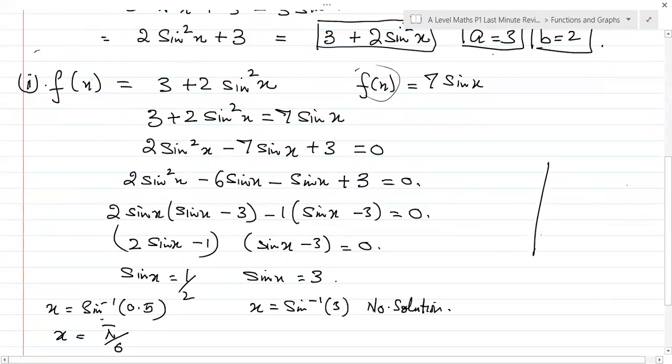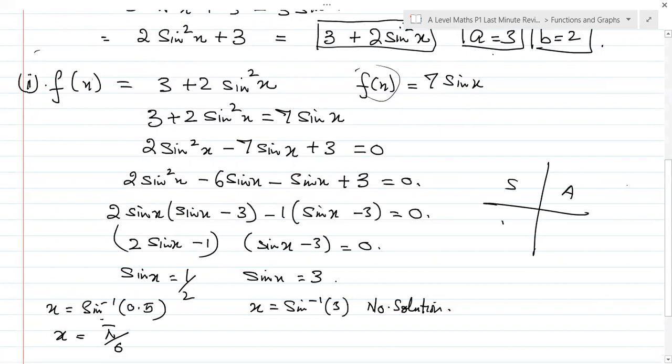So we have A, S, T, C, just for your information. This is theta, this is 180 minus theta. And since this is in radians, that's going to be pi minus theta. So we got the first answer as pi by 6. The other one would be pi minus pi by 6, which is 180 minus theta. So if we do pi minus pi by 6, the answer that we get is 5 over 6 pi.